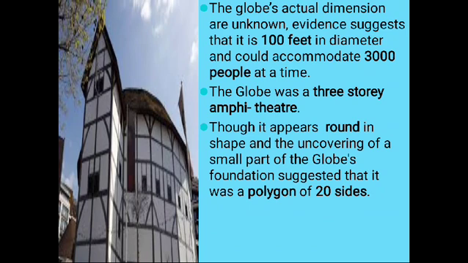The Globe had 3 stories, that is 3 galleries. The first gallery was called a pit. Groundlings used to sit in the first gallery, those poor lower class people, who could pay only a single penny for watching the plays. The second gallery would be occupied by the middle class people, and the third gallery by the upper class people.